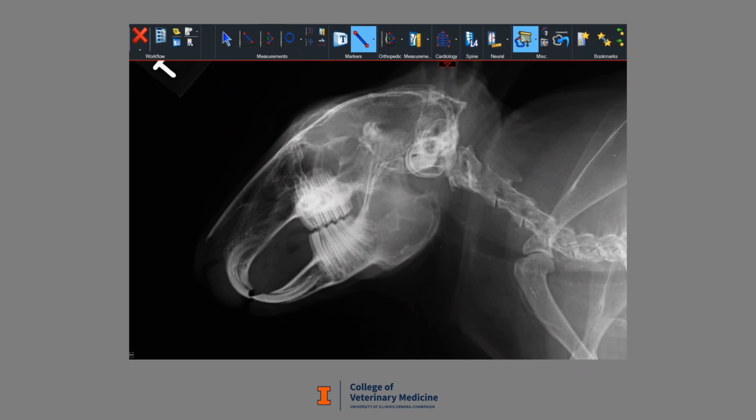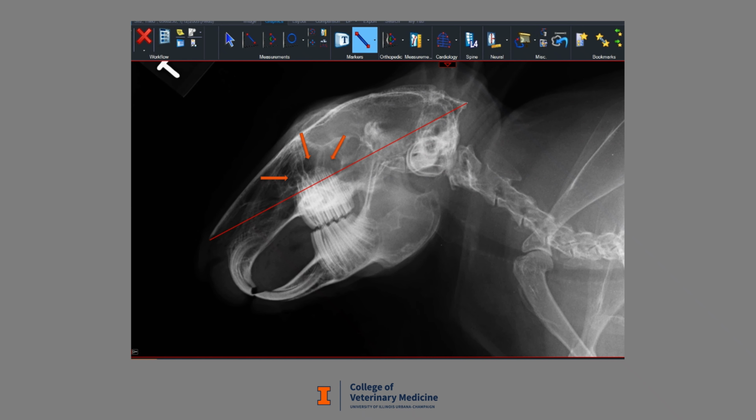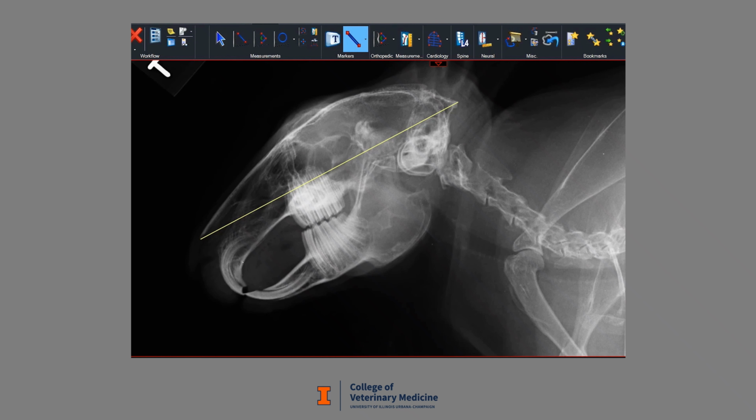To assess the apices of the maxillary premolars and molars, a reference line is drawn from the proximal most point of the nasal bone to the occipital protuberance. The calcified apices of the maxillary teeth should not extend past this line. In this case, the calcified maxillary apices do extend past this line, which is abnormal. The occlusal plane of the premolars and molars should be parallel to the previous reference line.